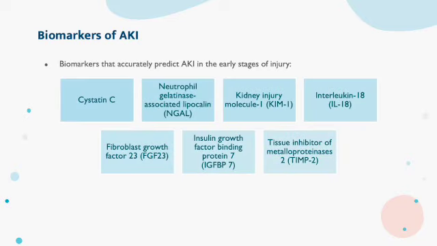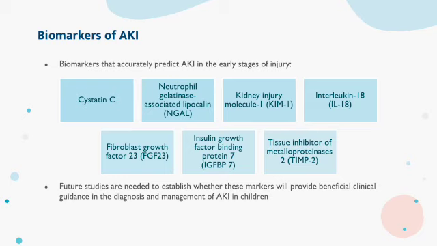Because serum creatinine is often delayed, research has focused on identifying biomarkers that accurately predict AKI in the early stage of injury. Novel biomarkers include cystatin C, neutrophil gelatinase-associated lipocalin, kidney injury molecule 1, interleukin 18, fibroblast growth factor 23, insulin-like growth factor binding protein 7, and tissue inhibitor of metalloproteinase. These factors show promise in both their diagnostic and prognostic utility in the setting of AKI.